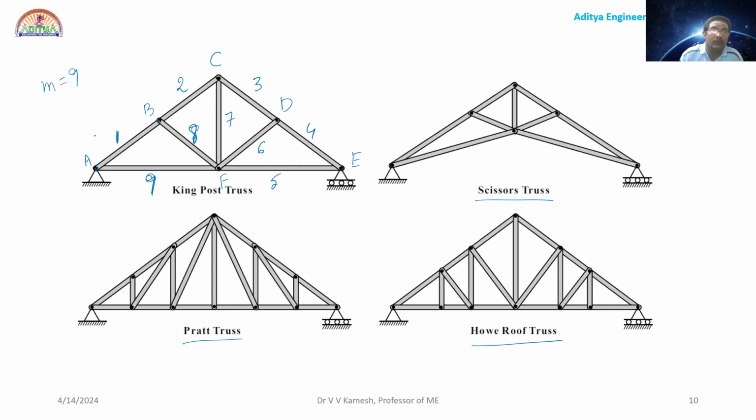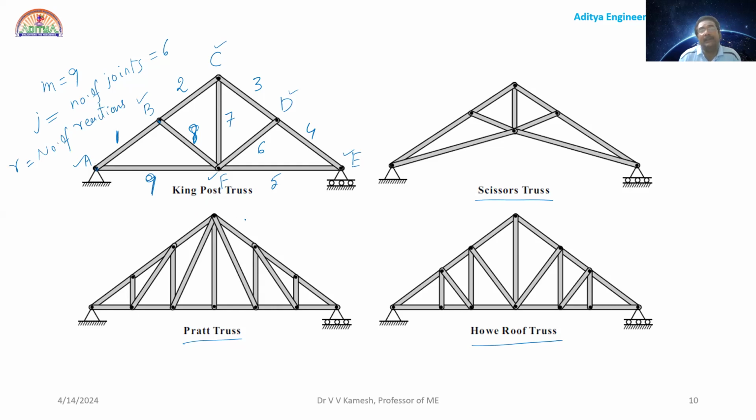Now, J. J means number of joints. How many joints are there? A, B, C, D, E, F. Okay. So 1, 2, 3, 4, 5, 6. So, J is equal to 6. Now you have the third parameter, small r. r means number of reactions.